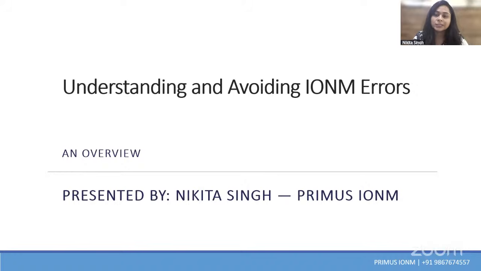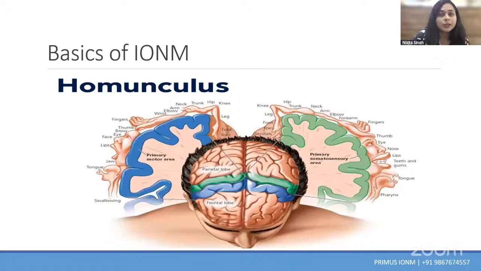So before we discuss the errors, let's quickly recall the basics of IONM. If you see the diagram here, as per the homunculus, you can see the sensory cortex and the motor cortex. Sorry. So if you see here, we place the MEP electrodes in the motor cortex area. We stimulate from the motor cortex area and we record it from the respective muscles. Similarly, we stimulate from the peripheral nerve for SSEP and we record it from the somatosensory cortex area.